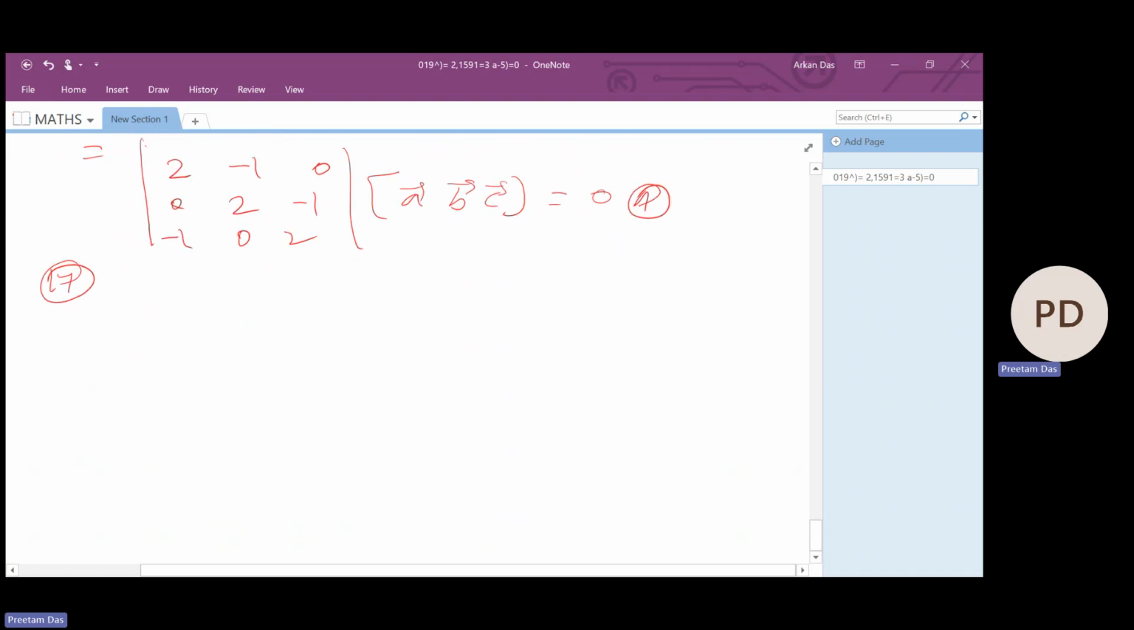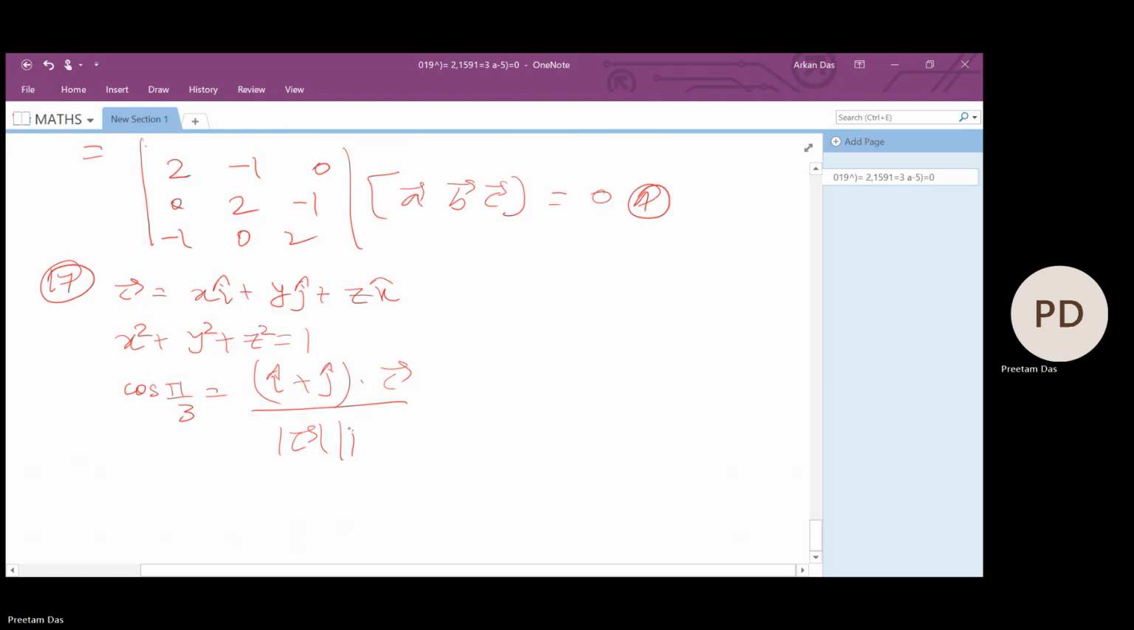Okay, 17. So there is a unit vector C, and it makes an angle of pi by 3 with i plus j, and then the minimum and maximum value. So let us consider the value of C as x i plus y j plus z k. So unit vector means what? x square plus y square plus z square equal to 1. They have given the angle between C and i plus j is pi by 3. So what can you write? Cos pi by 3 will be what? i plus j dot C over mod C times mod i plus j. So this will turn out to be x plus y by square root of 2.